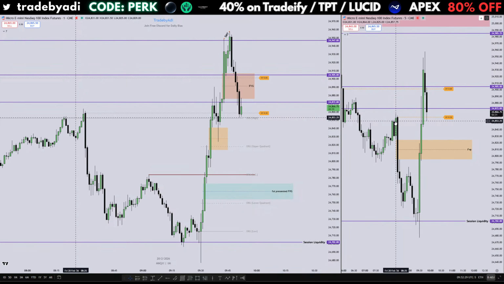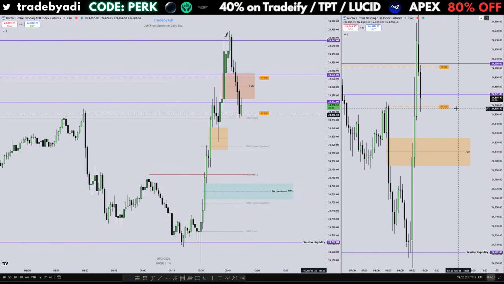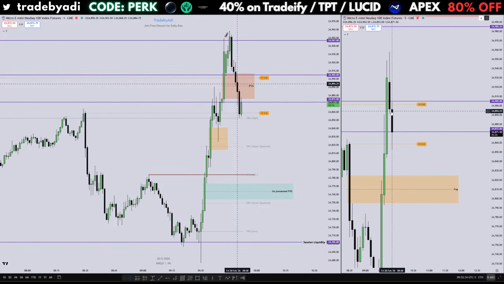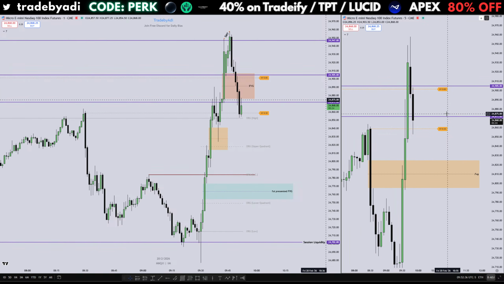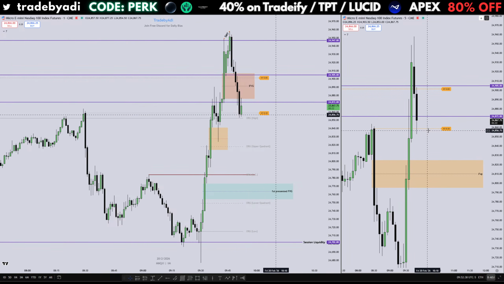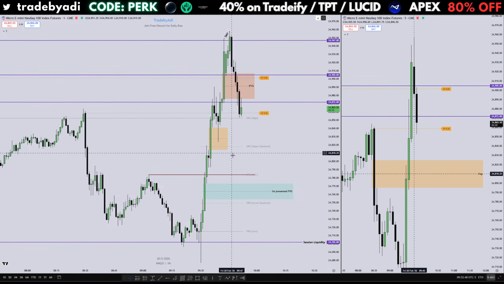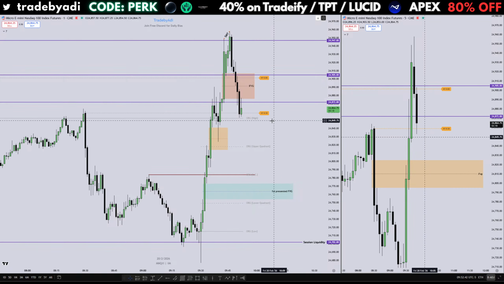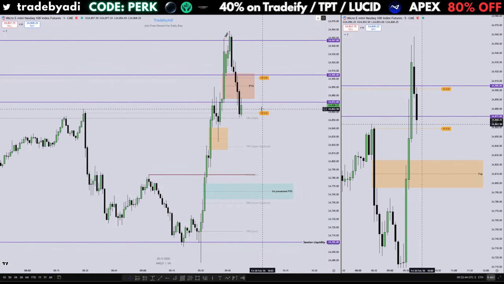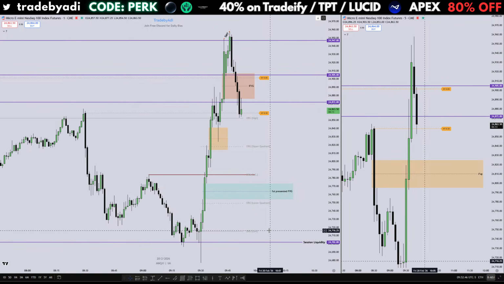On a 5 minute, there was a small fair value gap, if you see. Okay, and I also wanted to see, do we create any order blocks, like a small change in state of delivery in this run.